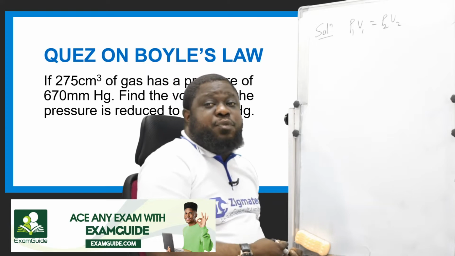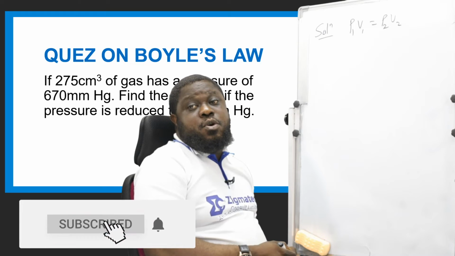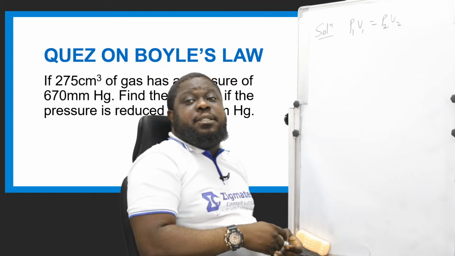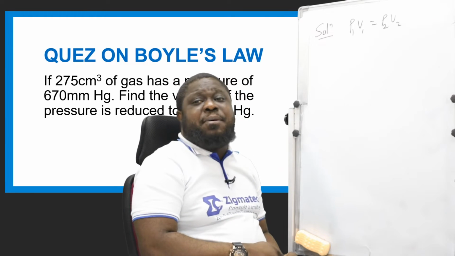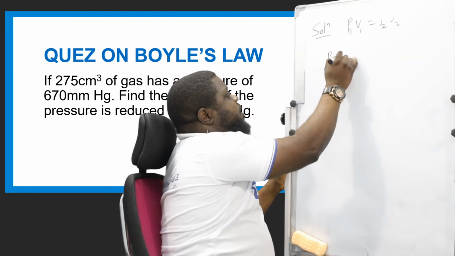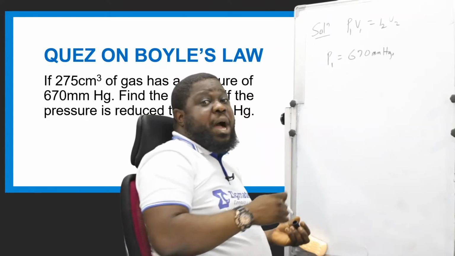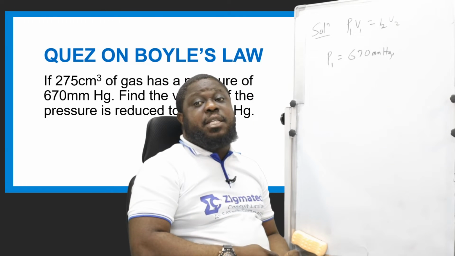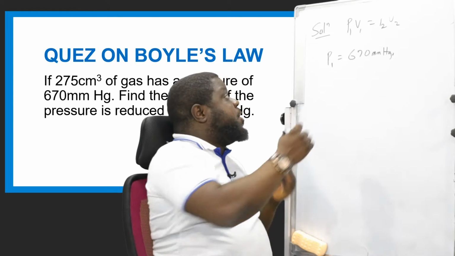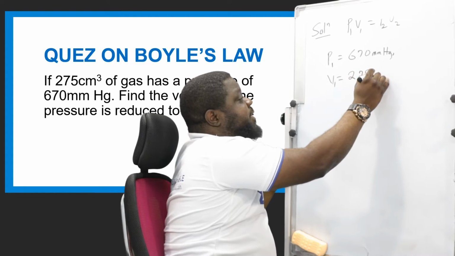Now, if you check, 275 centimeter cube talks about volume, of gas, that has a pressure of this. That means our first pressure is 670. In essence, P1 is equal to 670 millimeter mercury. While our V1, like I said, is 275 centimeter cube, because centimeter cube talks about volume. That's our first volume. So V1 will be equal to 275 centimeter cube.